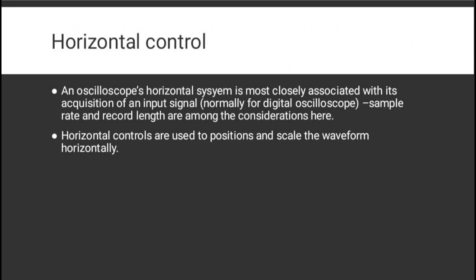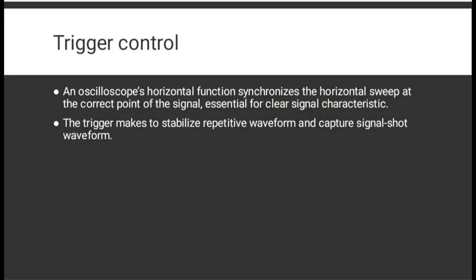Horizontal control. An oscilloscope's horizontal system is most closely associated with its acquisition of an input signal, normally for digital oscilloscope. Sample rate and record length are among the considerations here. Horizontal controls are used to position and scale the waveform horizontally. Last but not least, trigger control. An oscilloscope trigger function synchronizes the horizontal sweep at the correct point of the signal, essential for clear signal characteristics. The trigger makes it possible to stabilize repetitive waveforms and capture single-shot waveforms.